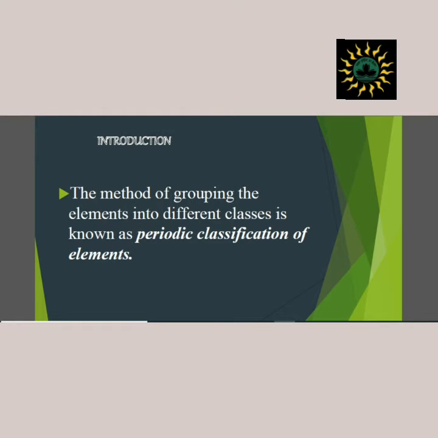Before starting this chapter, we have to know two terms: periodicity and classification. The method of grouping elements into different classes is known as periodic classification of elements. Now, what is the meaning of periodicity? Periodicity implies repetition after a certain period or gap. In case of elements, periodicity means repetition of the physical and chemical properties of elements after a certain gap of atomic numbers.